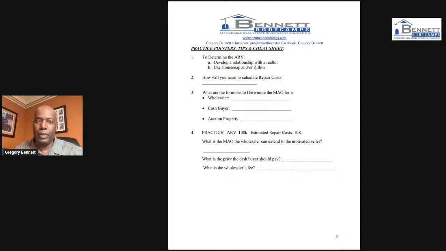What's the wholesale fee? You can do it the long way or the shortcut way. Somebody tell me the wholesale fee. The wholesale fee is 5%, generally 5% of the after repair value. In this case, it's $5,000.